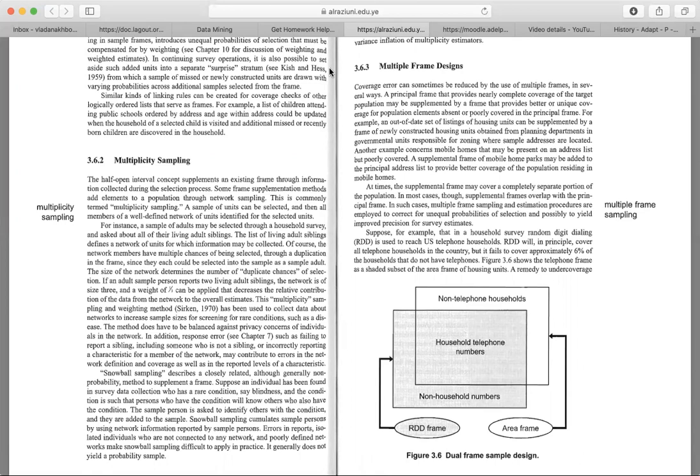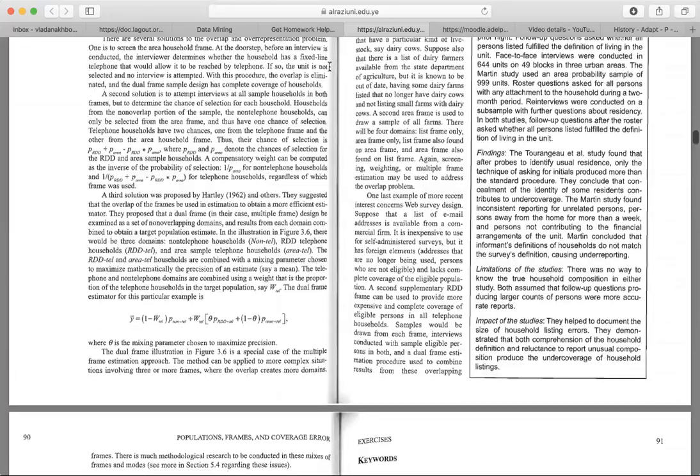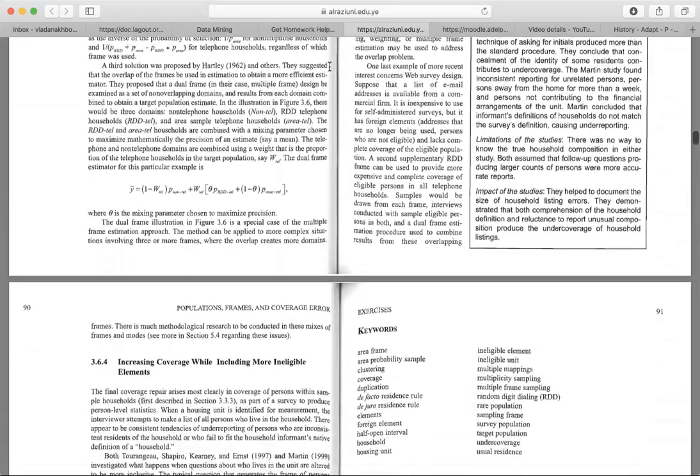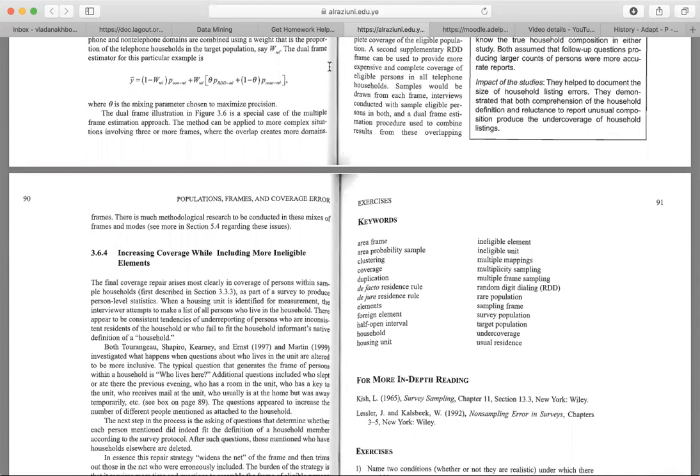Lastly, we can increase coverage while including more ineligible elements. However, issues arise within sample households. There can be failure to report those who fit the target definition, whether you're using the de jure or the de facto rules, and when asking more questions to widen the net. Coverage error exists independent of the sampling steps in surveys.